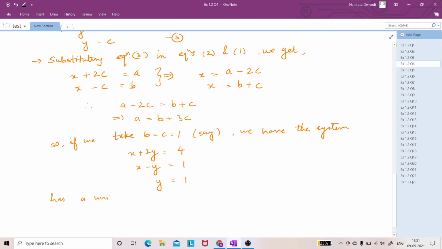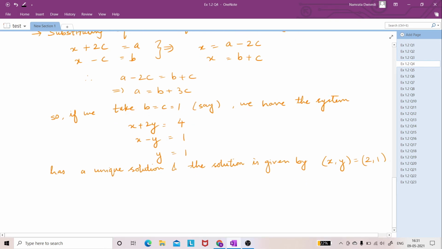Okay. Wait a minute. Unique solution. And that solution is given by, as a unique solution, and the solution is given by, you can solve any of these two equations and what we get, the solution is x comma y is equal to 2 comma 1.